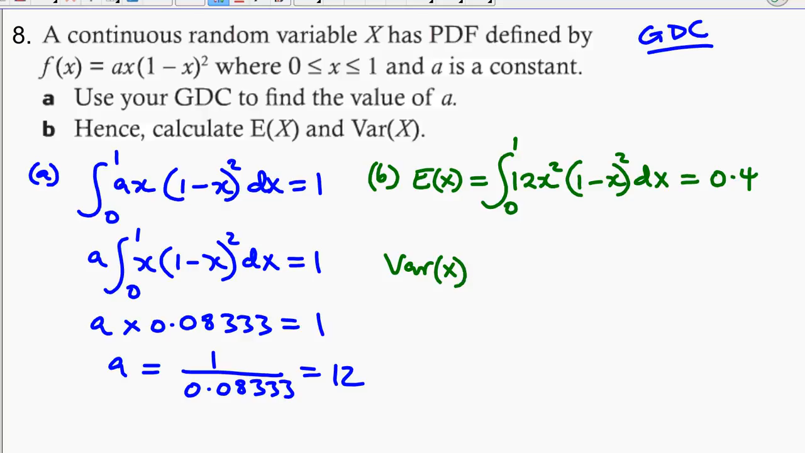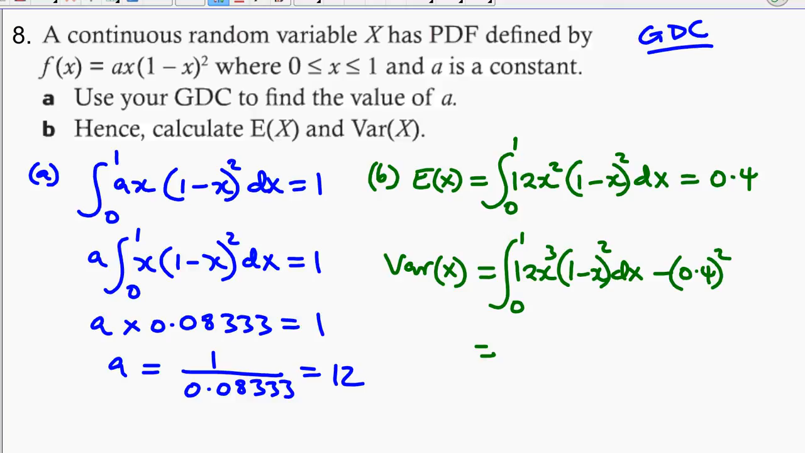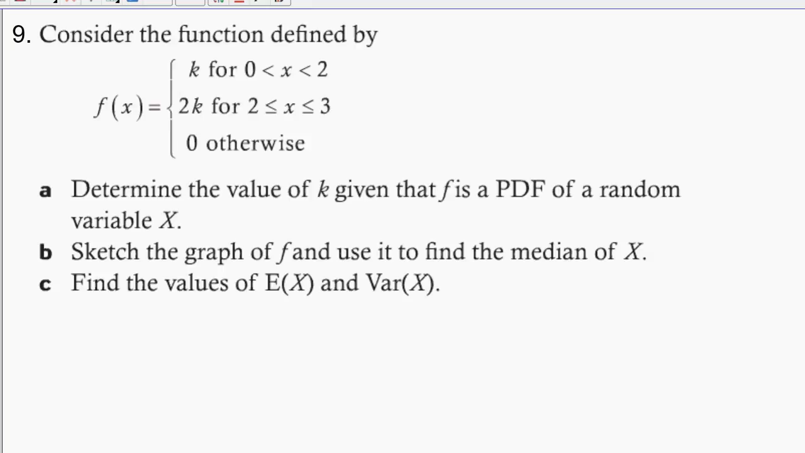Variance of x will be the integral of 12x cubed into 1 minus x squared dx minus 0.4 squared, which will be 0.04. Again, just plug that in your calculator the way it is. All right.